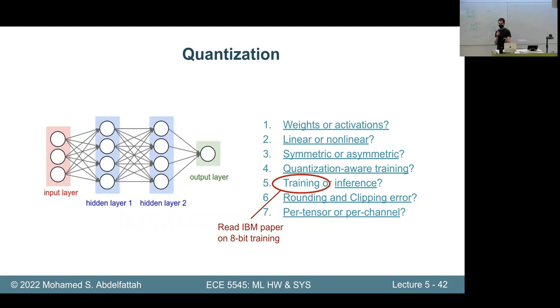For the training part, I don't have a slide. Go read the IBM paper on it. It's one of the recommended readings this week. But basically, you can also just do training in lower precision to save energy and speed up training itself. So we've talked about inference so far, but you can also do it in training to make that faster or more power efficient.